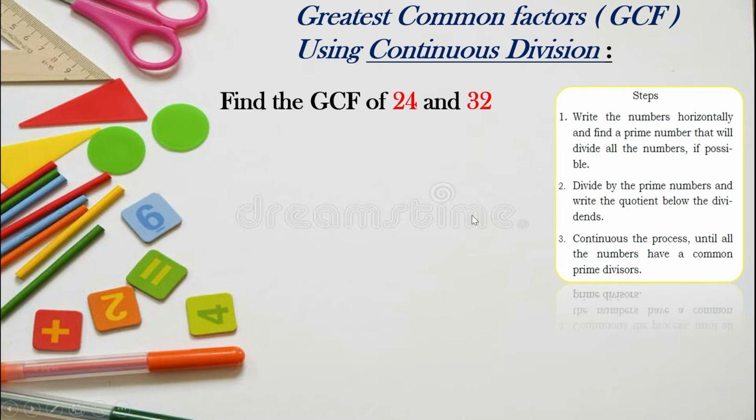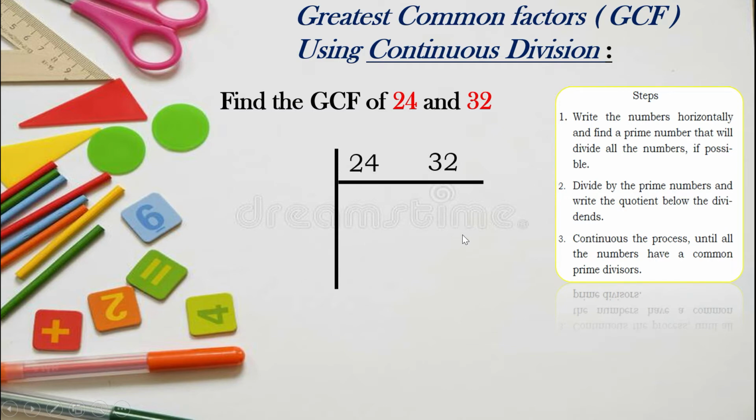Ayan, so, find the GCF of 24 and 32 using continuous division. Step 1 is to write the numbers horizontally. We are going to use this in continuous division. So, we are going to write here 24 and 32.